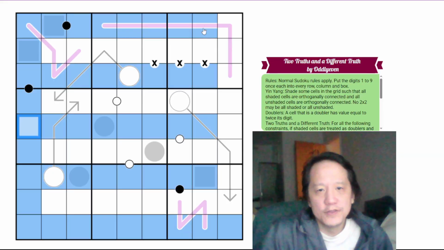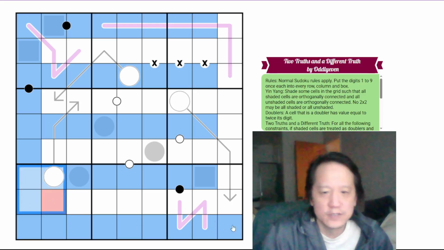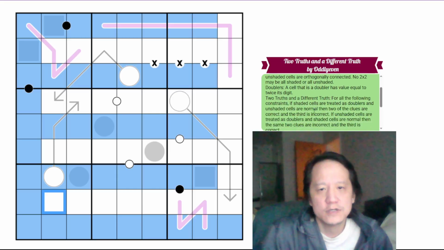And this would also not be a valid shading because this 2x2 area is all shaded now. So is this. So that is not valid. And so that's how yin-yang works, and an example of how yin-yang works.